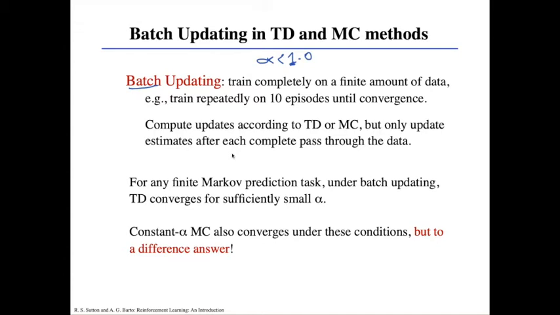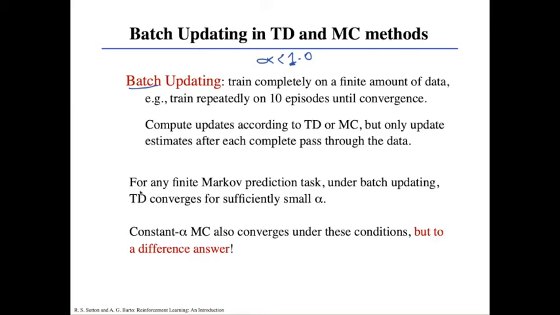You can compute these updates as you're going, but you only actually update them once you get to the end of the batch. The approach we're going to use here is that you treat the entire history, everything you've seen, and update on all of those episodes again every time, and you don't use your new estimates until you're finished going through the entire batch again.